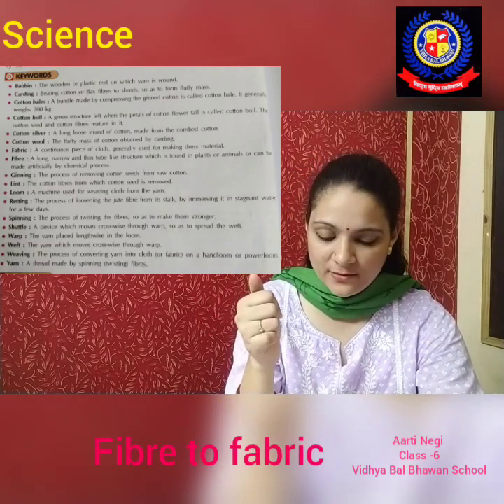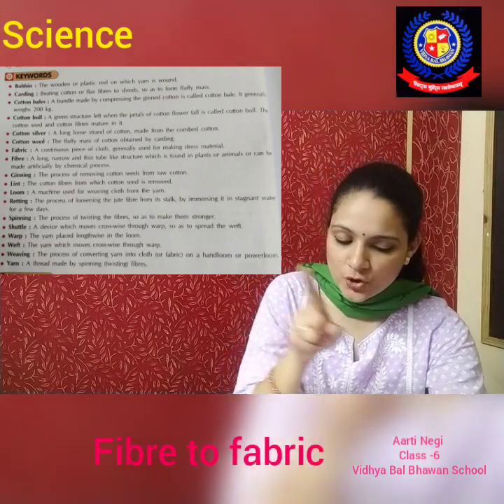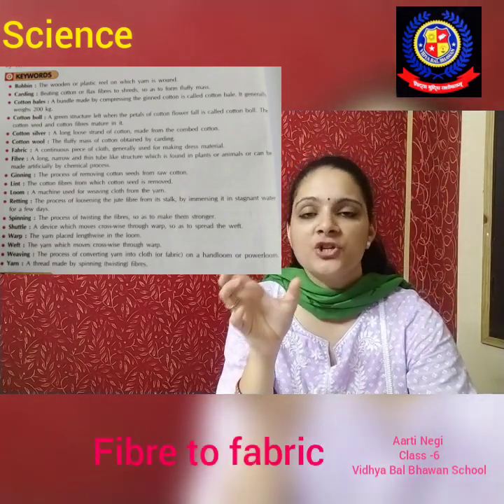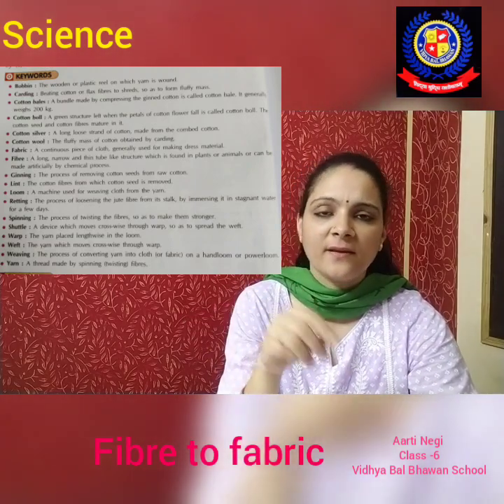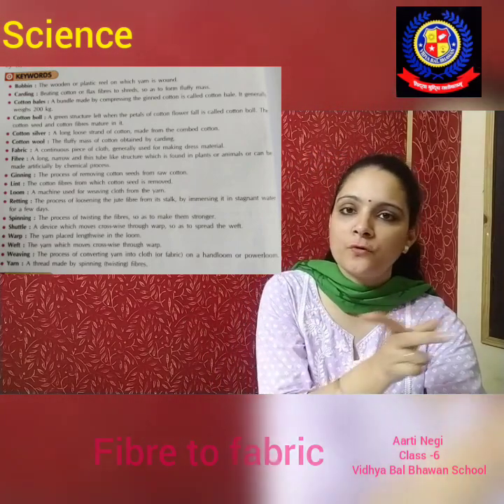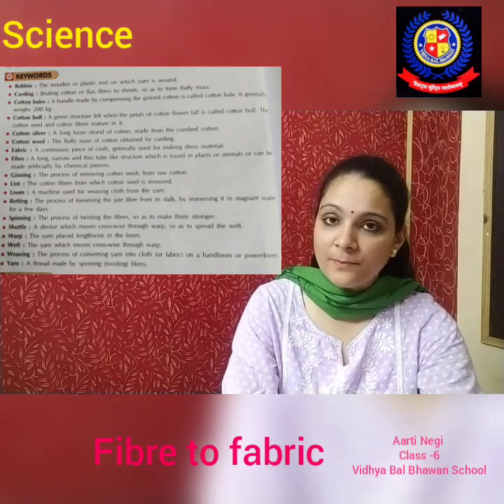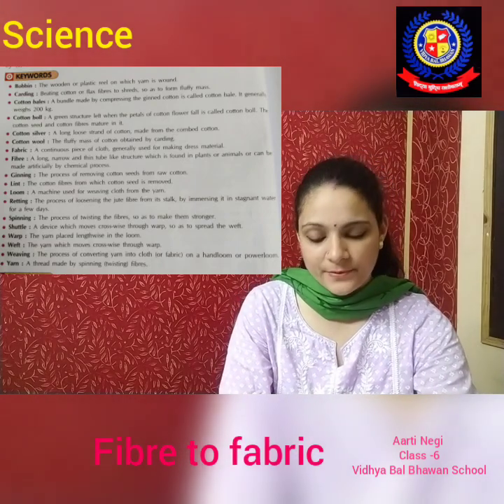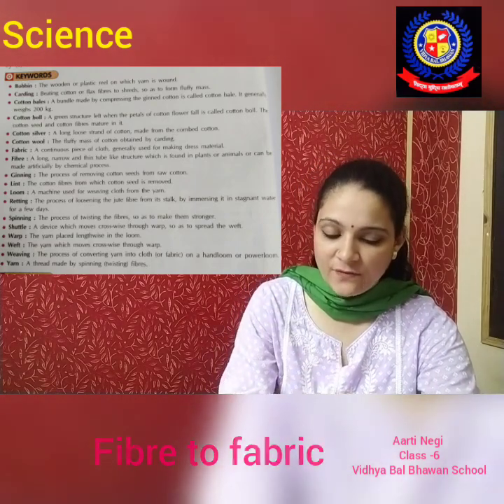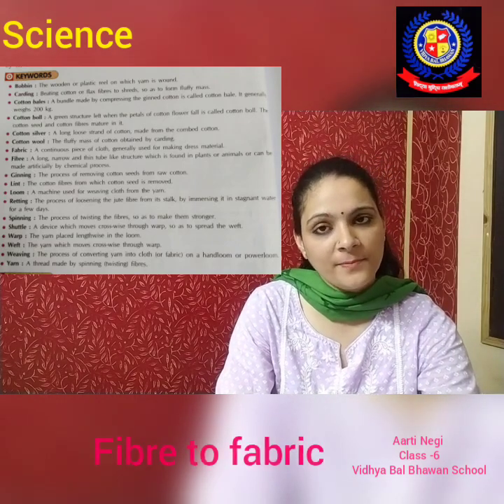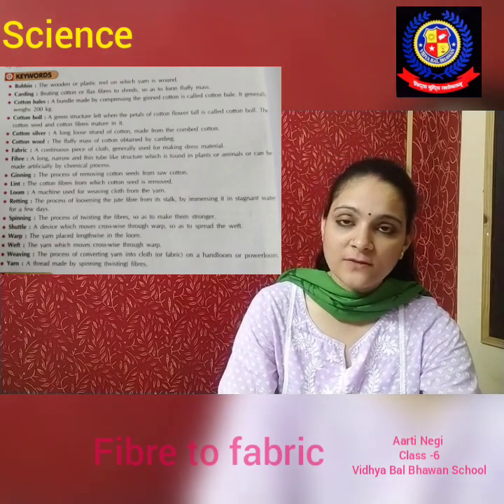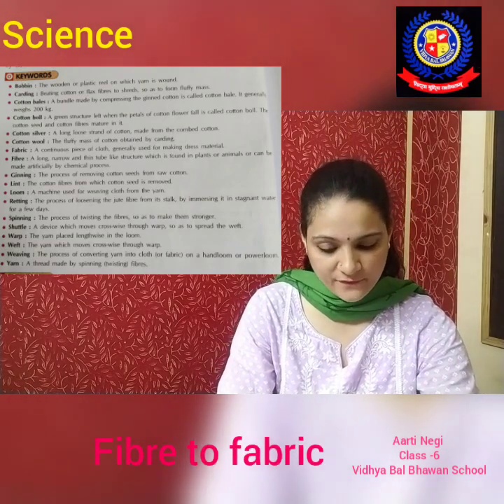Next one is shuttle. A shuttle is a device which moves crosswise through the warp so as to spread the weft. Shuttle is a part of a machine, either a hand loom or a power loom, used to move through the warp as the weft to make a fabric. Next one is warp. The yarn placed lengthwise in a loom is called warp, and the thread, or yarn, placed crosswise is called weft.